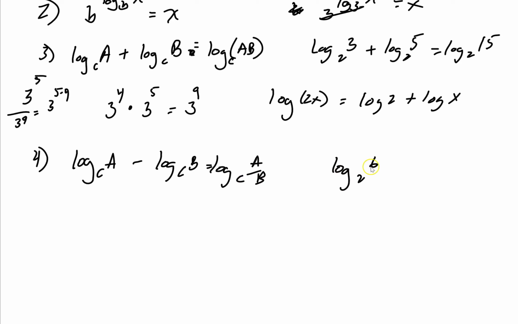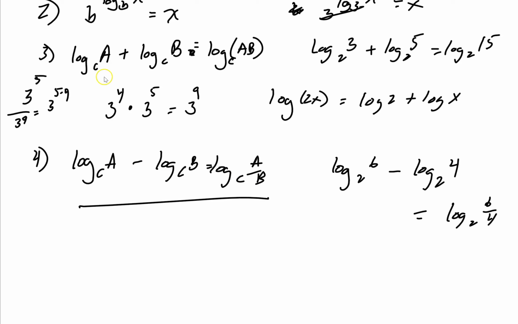Let me show you an example with numbers. Log base 2 of 6 minus log base 2 of 4 will get you log base 2 of 6 over 4, or log base 2 of 3/2. So, again, super important: in logs, addition is multiplication, and subtraction combines to be division. Division is subtraction, multiplication is addition.